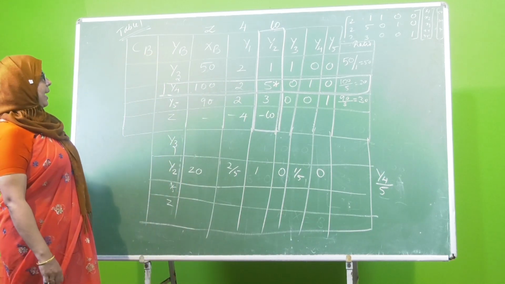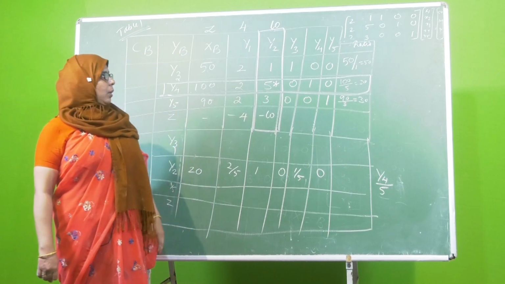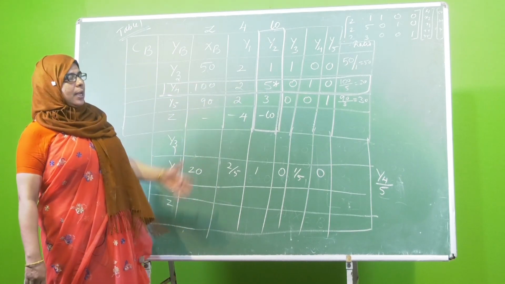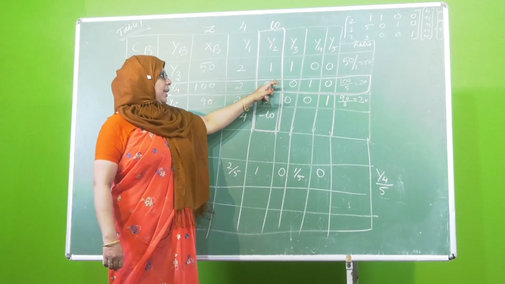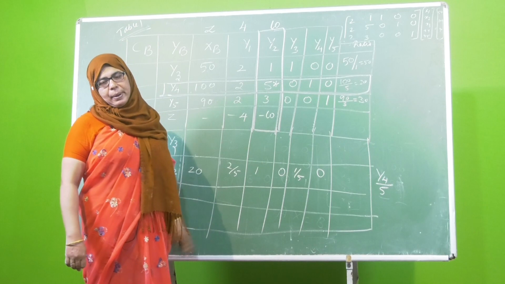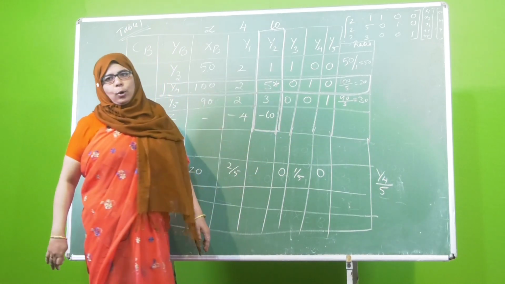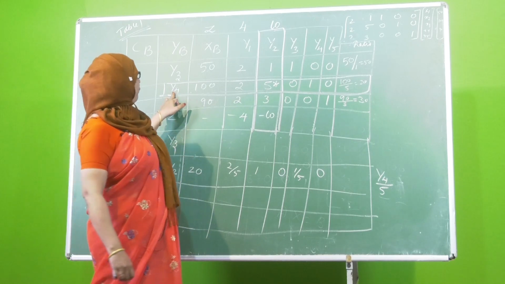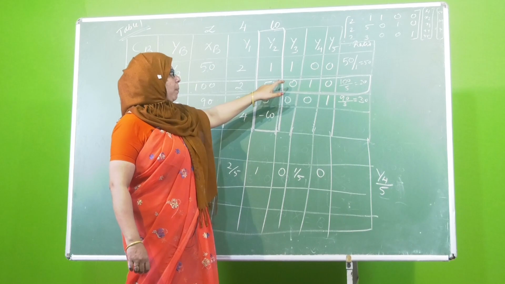Okay. Next, the corresponding elements must become 0. How can we do this? You have to multiply the pivot row by some number and then add to those elements, getting 0. So, Y4 divided by Y4 into minus 1 by 5.